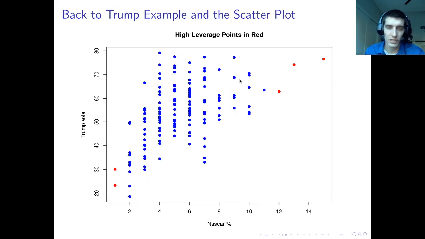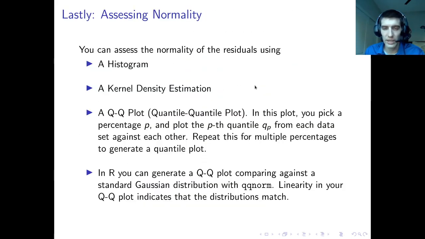Okay, so that is influence. Next, we're going to talk about assessing normality. This is something we've put off for some time. This is the third assumption, right? The third assumption is this idea that our residuals should be Gaussian, certain mean, certain variance.